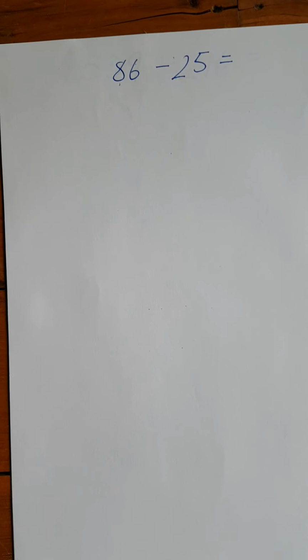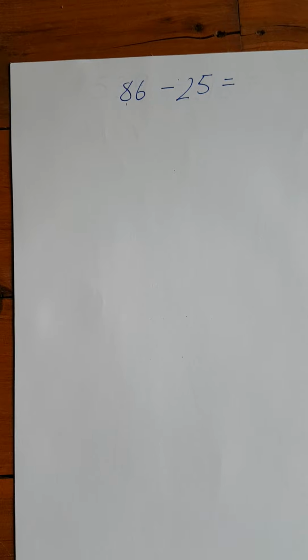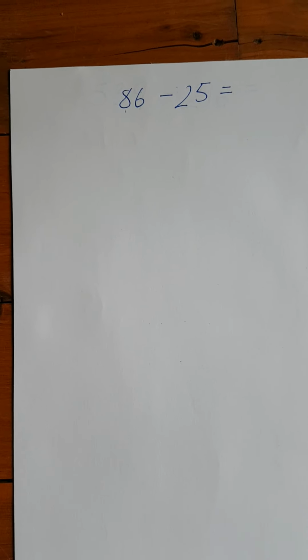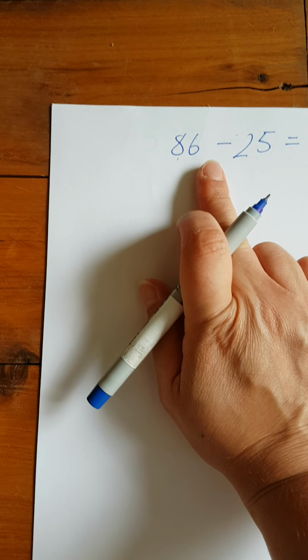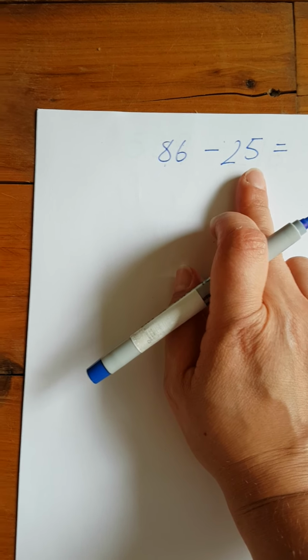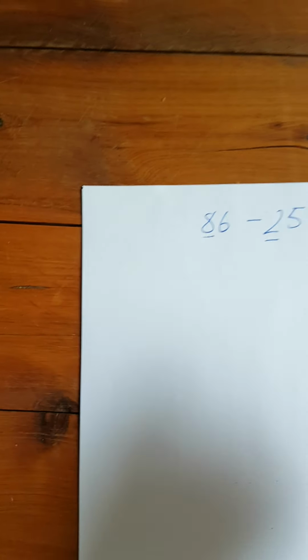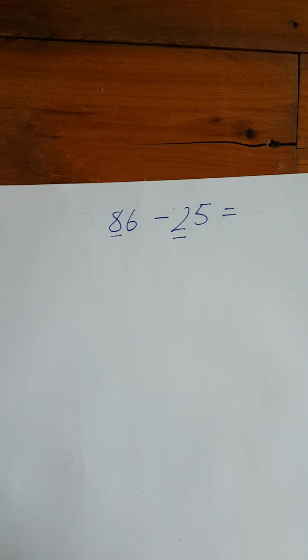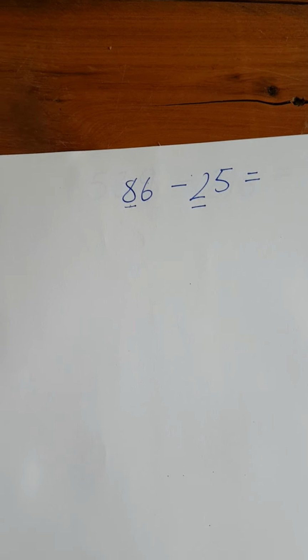Here is our first example of subtracting using the split strategy. We have 86 subtract 25. And so with the 86, we're going to split it into the 80 and the 6. And with the 25, we'll split it into 20 and 5. So we're going to start with the tens. And we're going to do lots of short number sentences. So to start off, we're going to do 80 subtract 20.